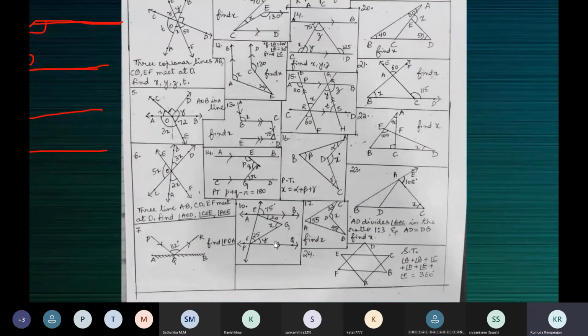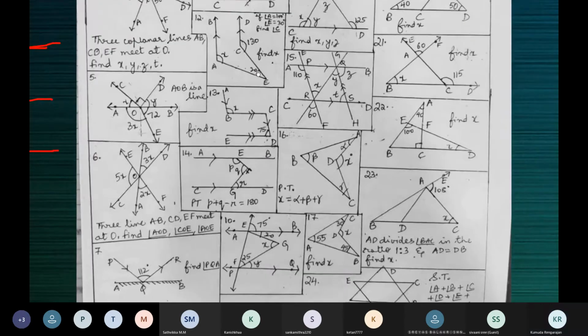Yeah, we'll do the 10th one now. Oh, no, the 12th one, sorry, 12 and then we'll do this 10. Children, 12, you can see it here. If angle A is 100 degrees, angle E is 30 degrees, find angle C. Angle C is 130 degrees.